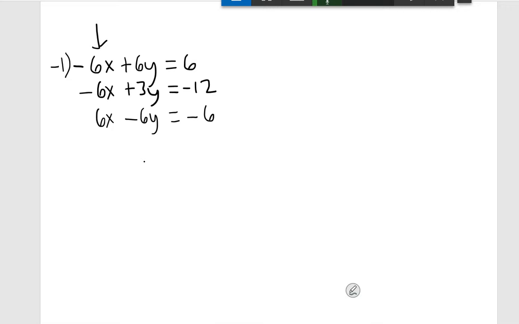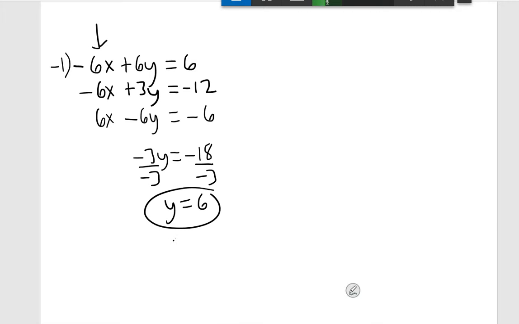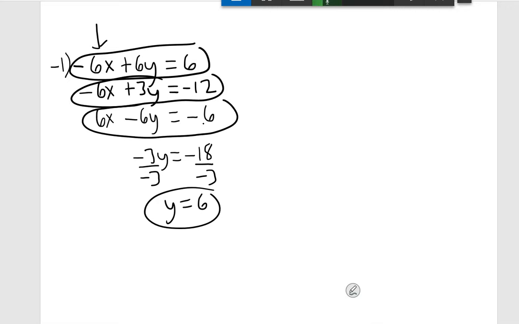And then from there, 3y minus 6y is negative 3y. Negative 12 plus negative 6 is negative 18. And then we would divide by negative 3 on both sides. So y equals positive 6. And then to figure out what the x is, we can go back to our original first equation, our original second equation, or our new first equation. So I'm just going to pick our new first equation.